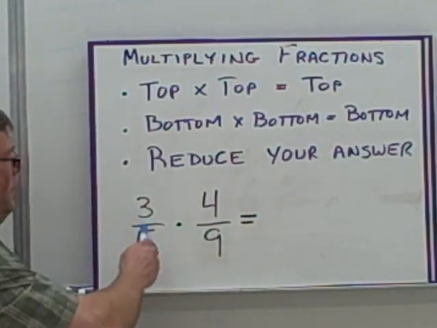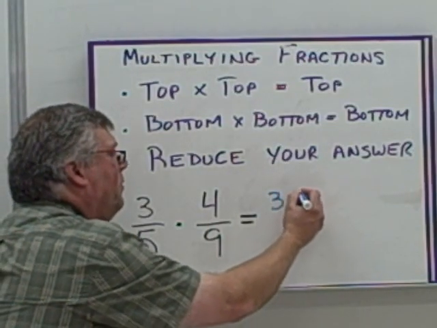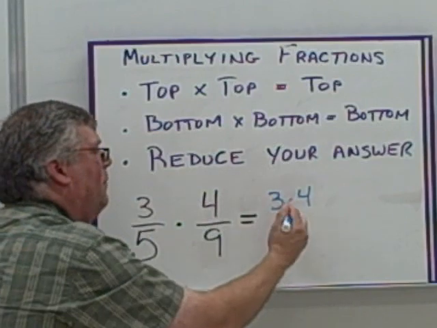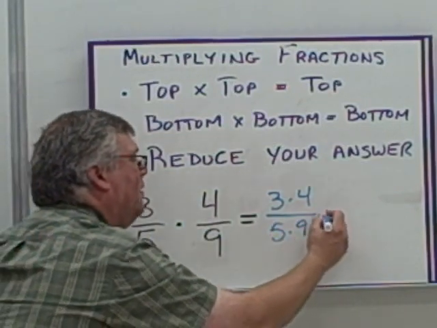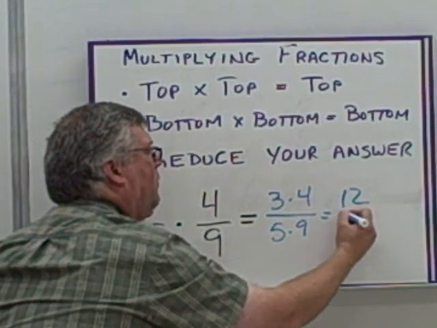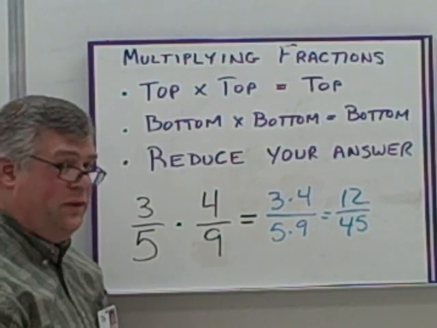Here we have 3/5 times 4/9. So the top is going to be 3 times 4, top times top. Bottom is going to be bottom times bottom, 5 times 9. Which is going to give me 12 over 45. And then I need to reduce accordingly.